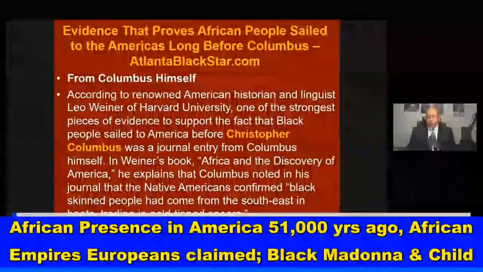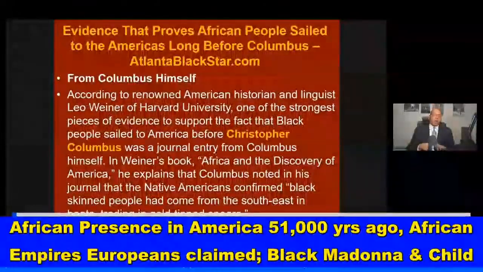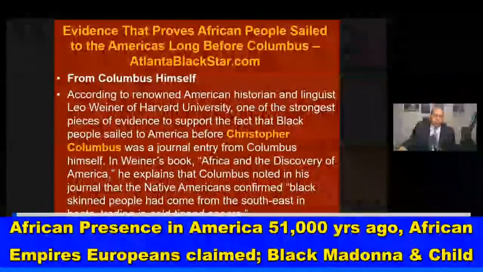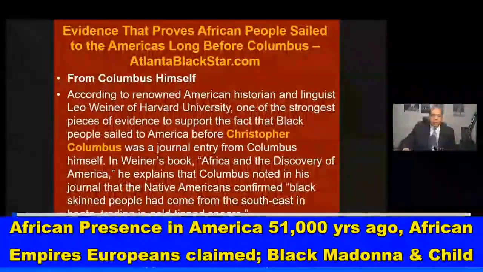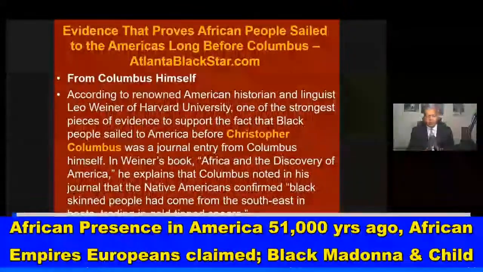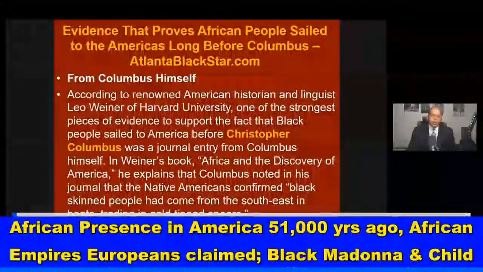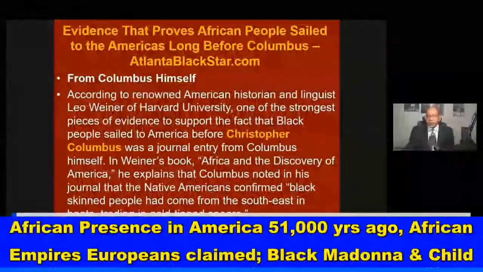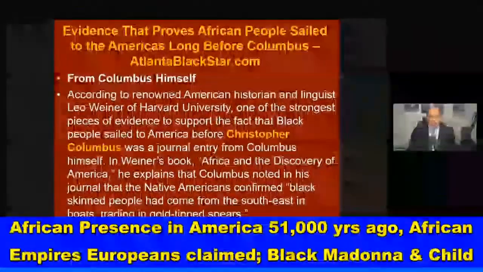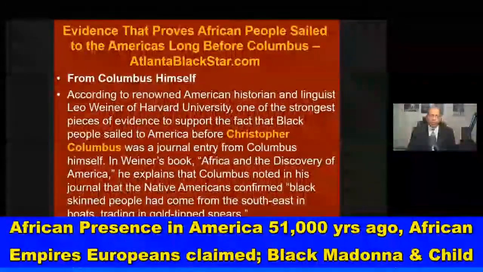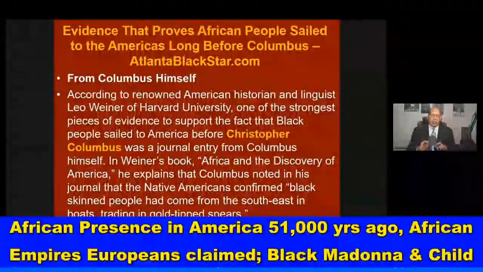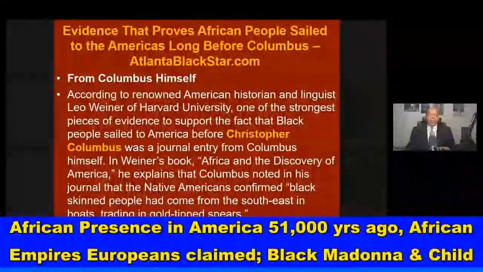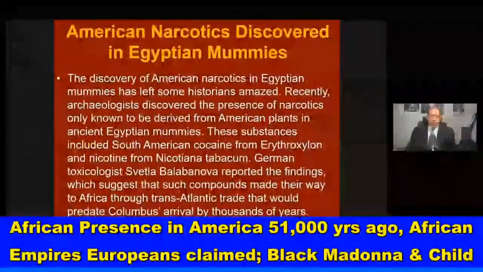But we can look at evidence from Christopher Columbus himself, because Columbus kept a diary. According to renowned American historian and linguist Leo Wiener of Harvard University, one of the strongest pieces of evidence to support the fact that African people or Black people sailed to America before Christopher Columbus was a journal entry from Columbus himself. In Leo Wiener's book, Africa and the Discovery of America, he explains that Columbus noted in his journal that the Native Americans confirmed, quote, black-skinned people had come from the southeast in boats trading in gold-tipped spears.